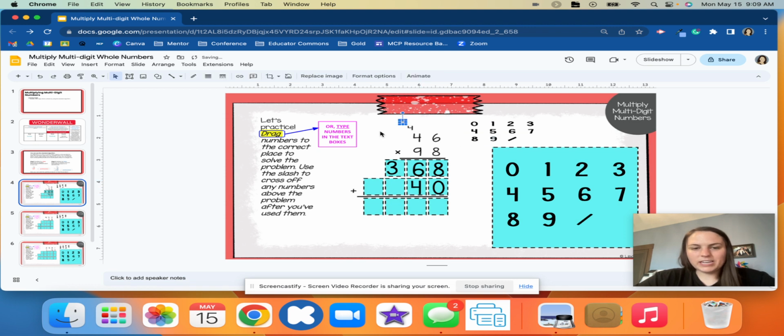And again, this is where that color coding can really help if you need to change colors to kind of remember which one you carried. 9 times 4 is 36, and then we're going to add that 5 to get us 41.